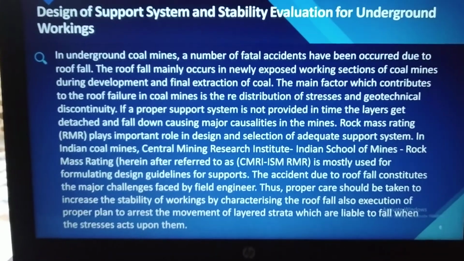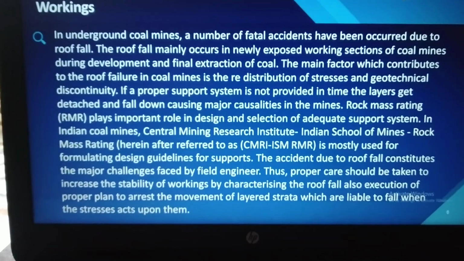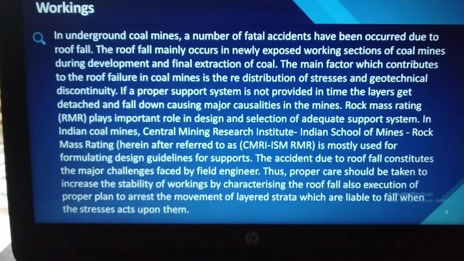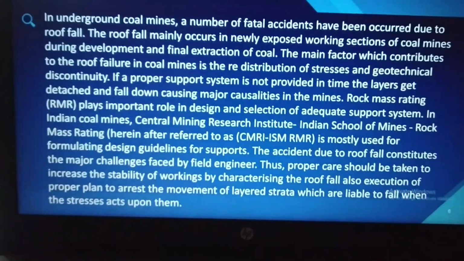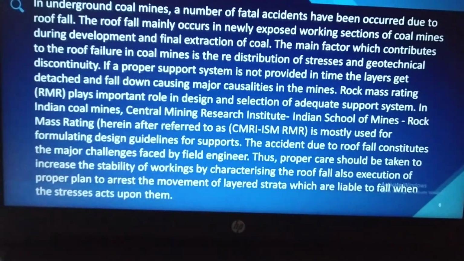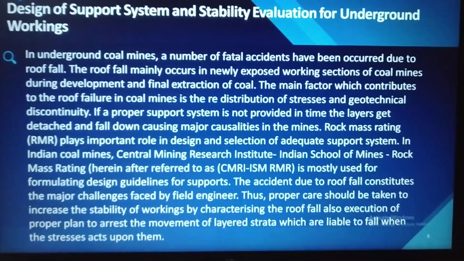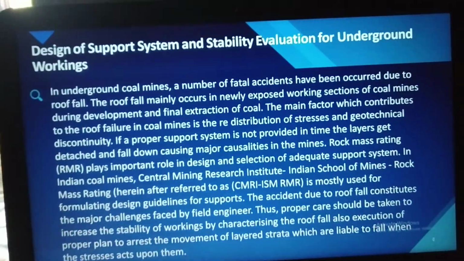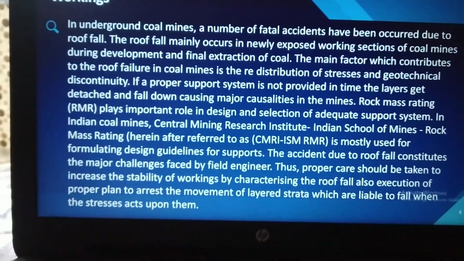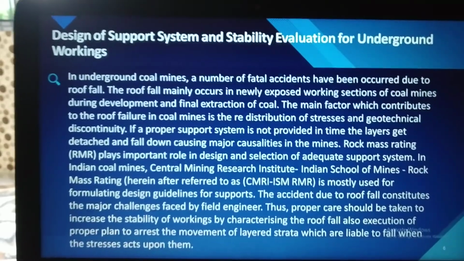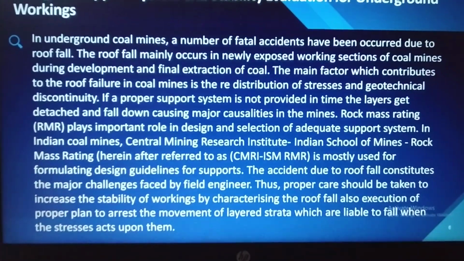Generally, in underground coal mines, a number of fatal accidents have occurred due to roof fall. The roof fall occurs in newly exposed working sections, and at the same time it involves the depillaring section too. The main factor which contributes to such a roof failure is the redistribution of stresses and geotechnical discontinuities, as I have discussed earlier. If we have a proper support system, it can help the layers to not get detached and fall, which might cause casualties in the mines.